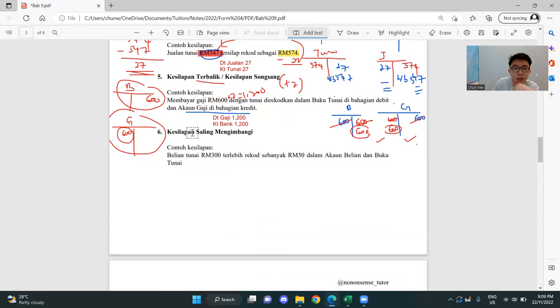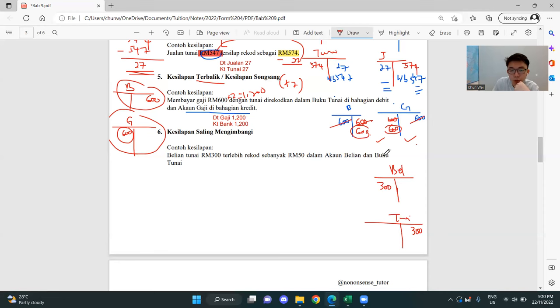Okay, last one, 6. Kesilapan saling mengimbangi. Contoh, belian tunai RM300 terlebih rekod sebanyak RM50 dalam akaun belian dan buku tunai. So, in your belian, belian tunai mah, belian tunai means your belian you debit RM300 and then your tunai, you beli mah, so money keluar, so you credit RM300. But now they say, 300 telah terlebih rekod sebanyak 50 dalam your account belian dan buku tunai.